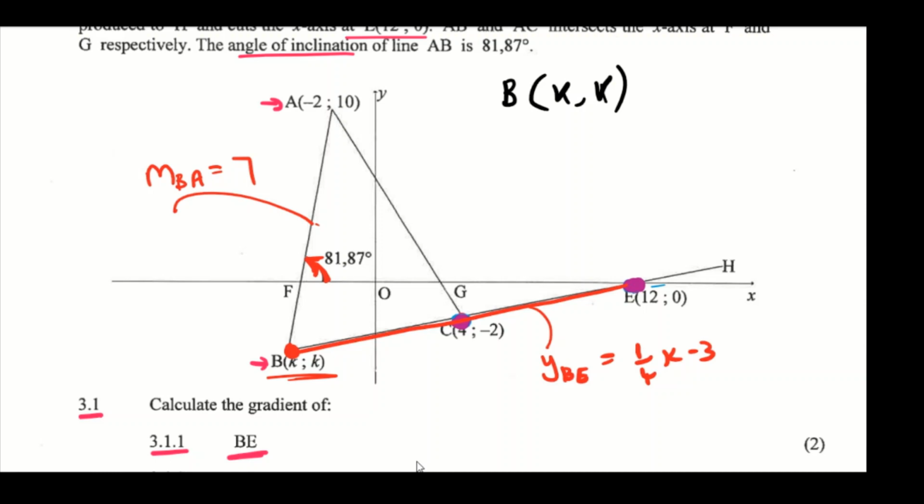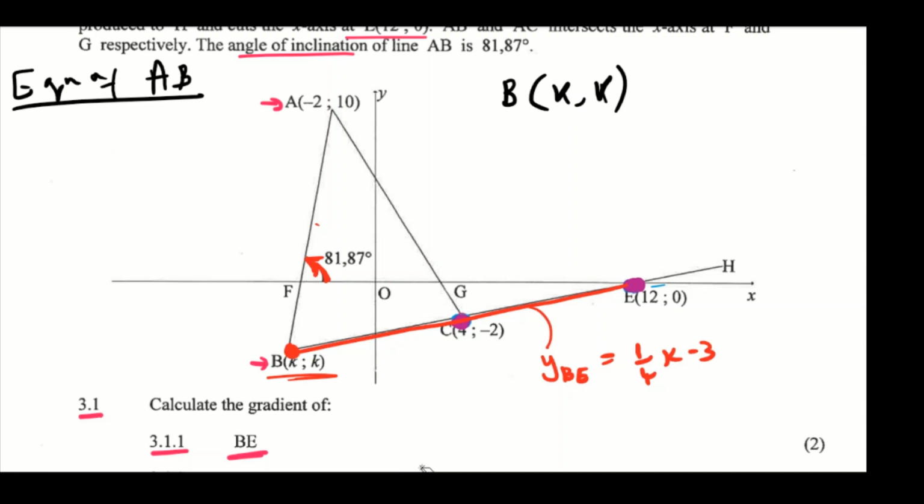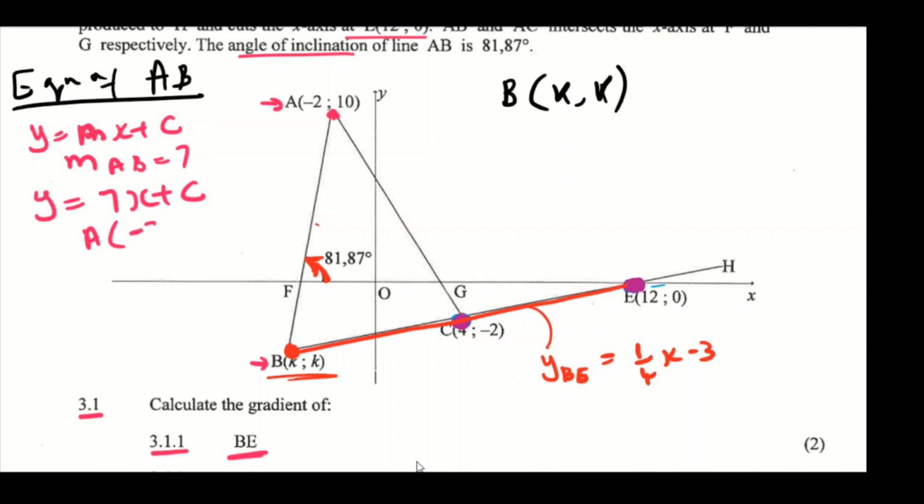So another way of finding the coordinates of B, one way or the other, just depends on how you see this problem. What I'd first do is, I already have the gradient of AB, right? So let me first find the equation of AB. To find the equation, it's y equals mx plus c, right? And we know the gradient is 7, so m of AB is equal to 7. So y is equal to 7x plus c, right? And we can use the point A to substitute to find the value of c, which is the y-intercept. So you can use minus 2 and 10 here.